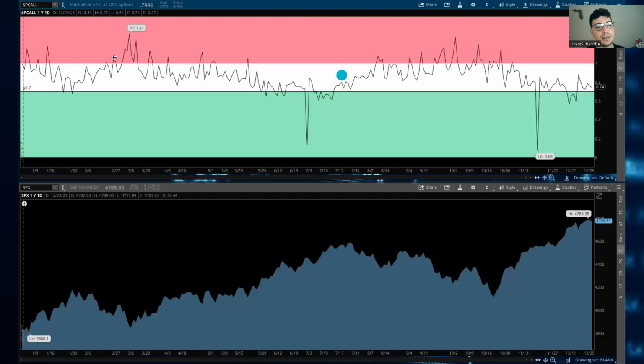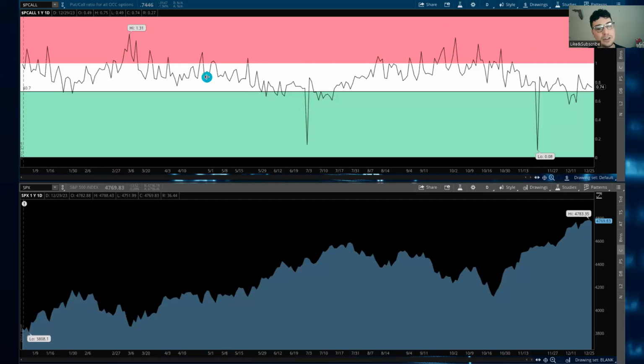So the ticker symbol $PCALL is going to give you the put call ratio for the market, for all OCC options. Now, up top, we've got red, and down below, we've got green. These are some of the levels. And then in between here is going to be white. This is just the way I have mine set up. Yours won't look like this. You'll basically just see the little line here.